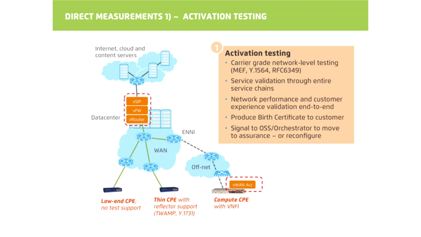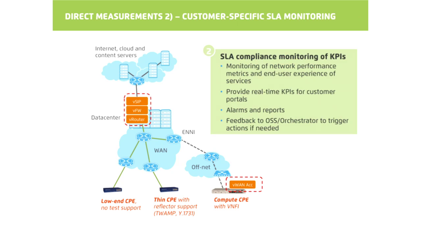The second reason is related to the ongoing SLA monitoring of the KPIs, as was also specified in the model, as Stefan explained. This provides real-time data, of course, real-time insight that could be used for customer portals or alarms, but also to inform the orchestrator at runtime if some SLAs are violated, so that actions can be taken.